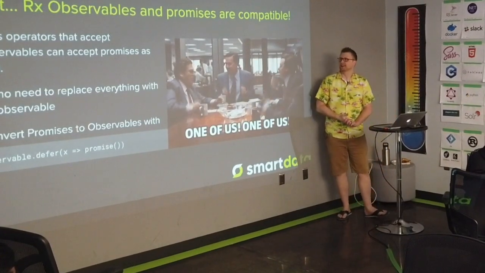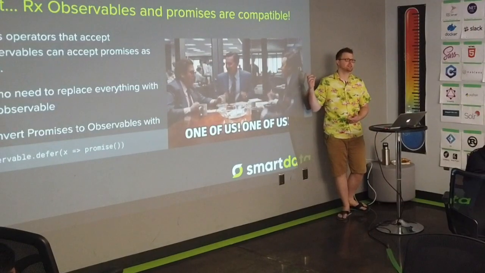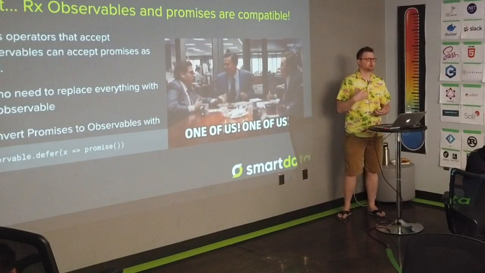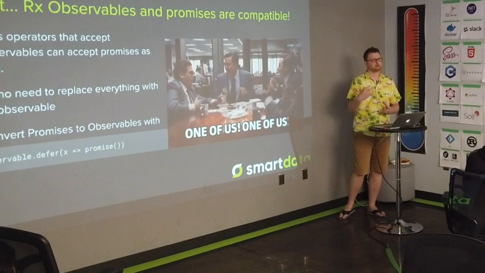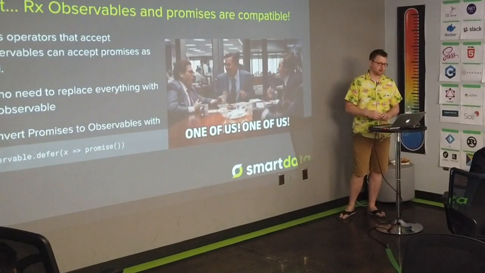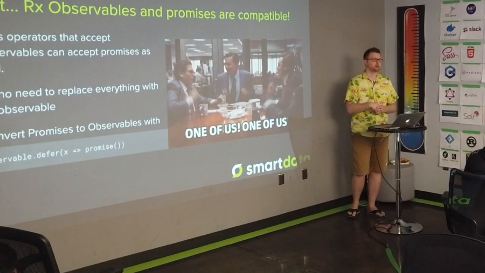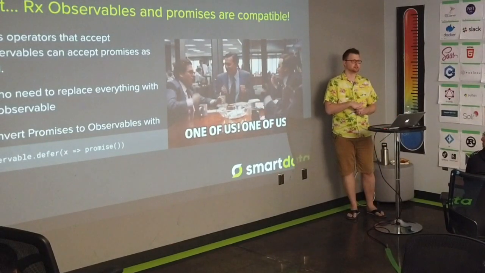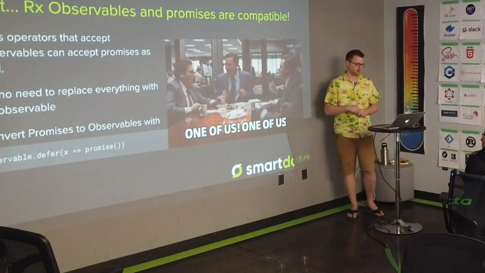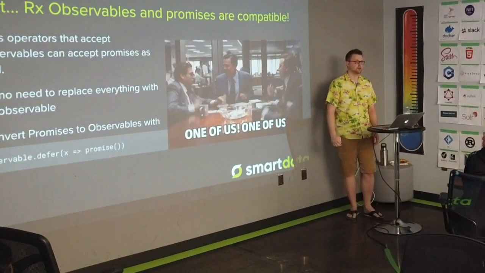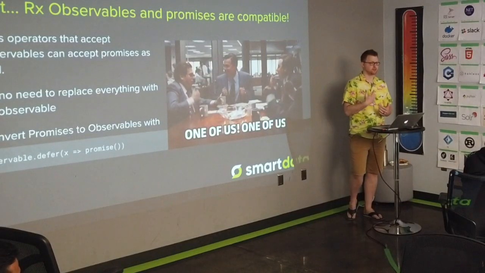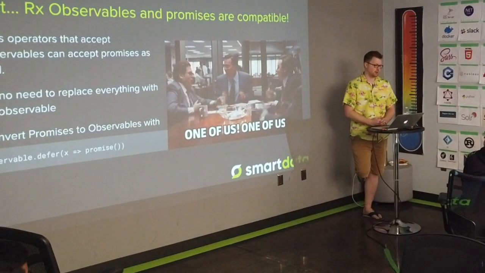So all that said, observables and promises are still compatible. So when they designed RxJS, they wanted to make promises first-class citizens in the framework. So any operators that accept observables can also accept promises. So if you're doing those take until that we showed earlier, you can pass a promise in there and use that as the kill switch.